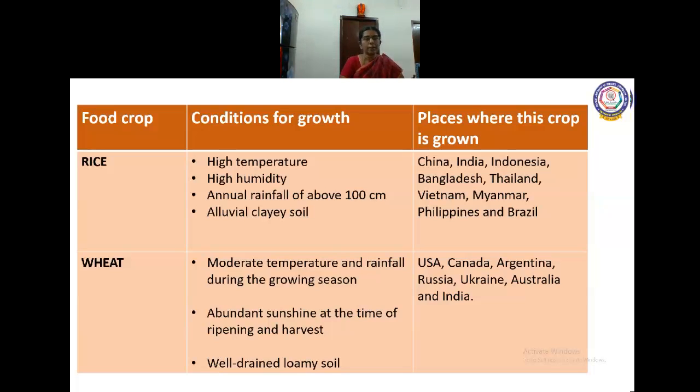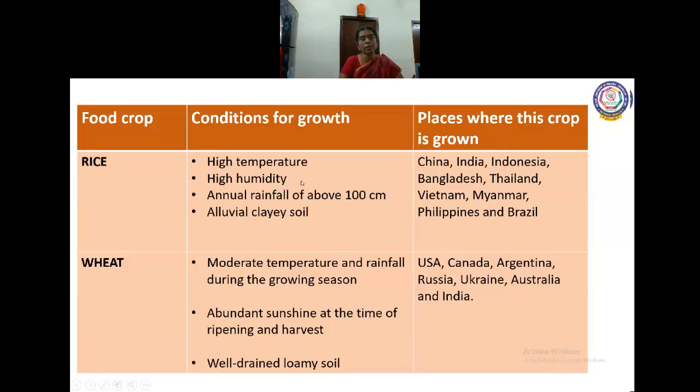So when we take rice, this is a staple food for half of the population in the world, and it needs some conditions for its growth. For example, high temperature, high humidity, annual rainfall of above 100 centimeter, alluvial clayey soil. So it is grown in hot and humid regions.